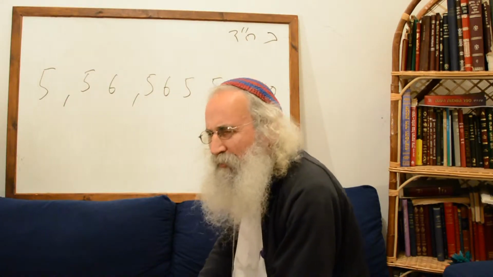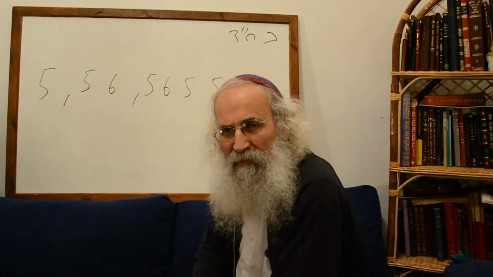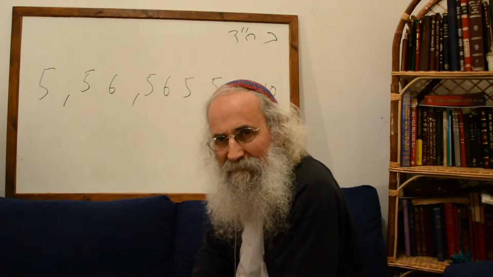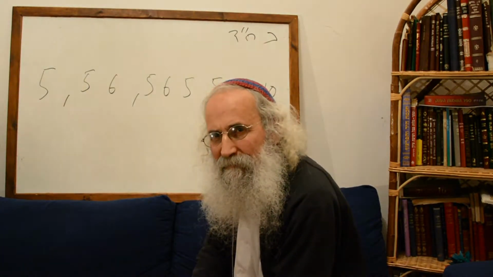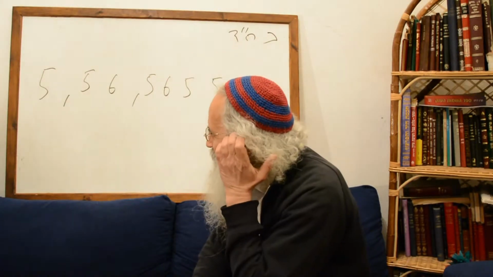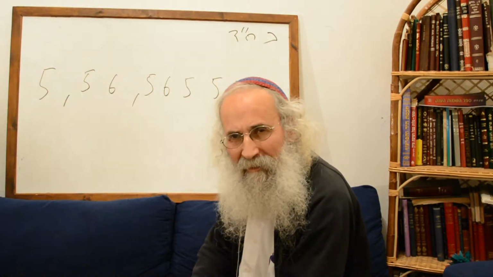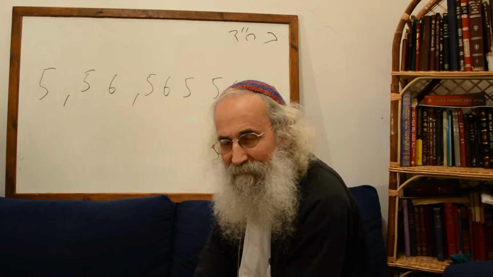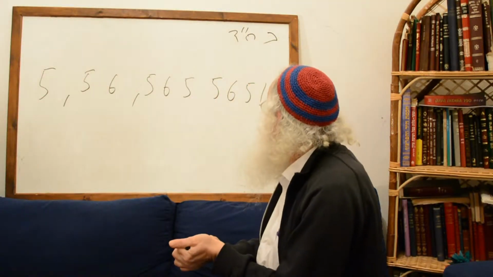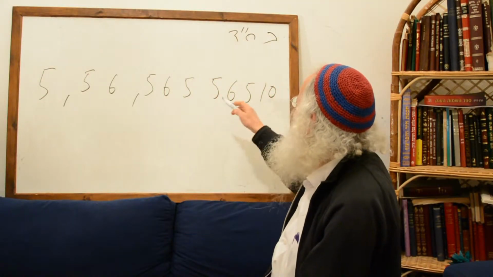Now, there are 2 kinds of development, basic development of each number in Kabbalah. It's a square and a triangle, meshulash. A square means I will make a square of each one of these numbers.